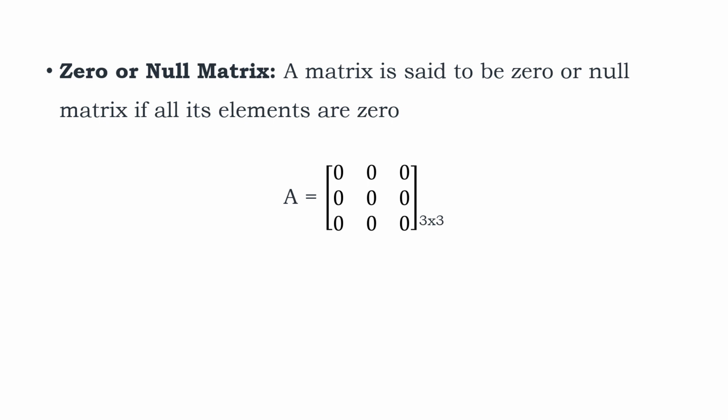Zero or null matrix. A matrix is said to be zero or null if all the elements are zero. In a null matrix, we can have any number of rows and any number of columns. Here we have considered a square matrix, which is a 3 by 3 matrix.